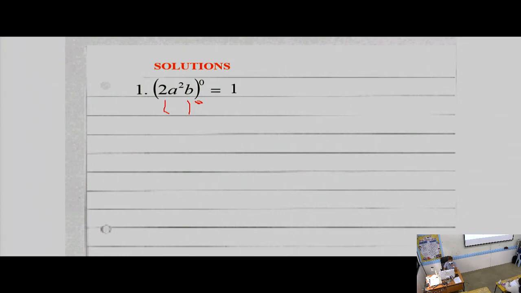As for number 2, we have y to the power of 2 times y to the power of negative 4. So remember, if we multiply, we're going to add the exponents. So 2 plus negative 4 is negative 2. And if we have a negative exponent, you're just going to get the reciprocal and make the exponent positive.